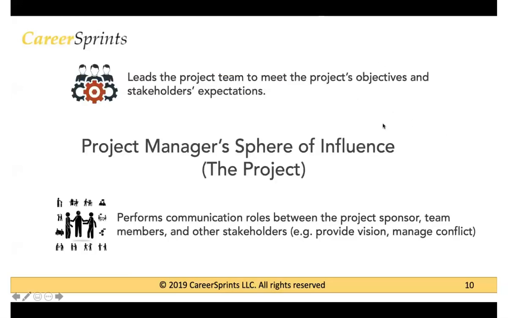Okay. So now we're going to talk about what is the project manager's sphere of influence, right? So if you see, under the project manager's sphere of influence, there are a couple of things. It says the project manager would lead the project team to meet the project objectives and stakeholder expectations. So obviously every project has stakeholders. For example, any project that you can think of, whether it's a healthcare related project, or a construction project, there are always stakeholders. So there are regulators who are stakeholders.